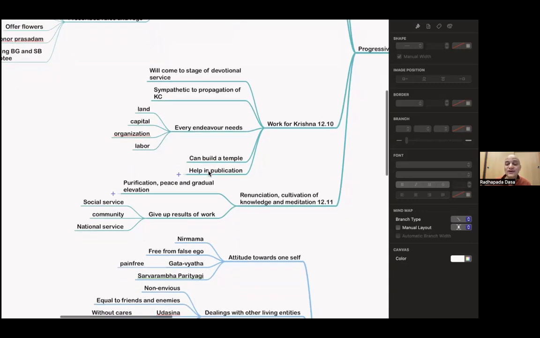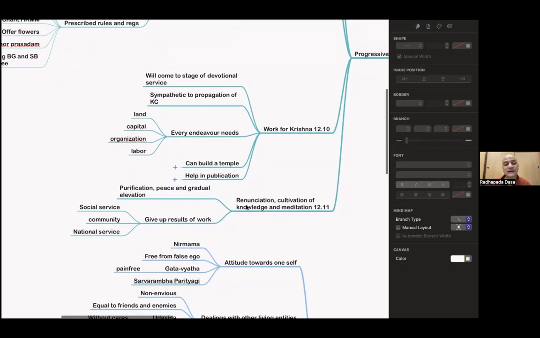Then Krishna says, okay, if you can't do that, then at least practice renunciation, cultivation of knowledge, and meditation. At least do that. It leads to purification, peace, and gradual elevation, which means give up results of work, which means to do social service, community service, national service. But the problem here is, by doing this, we can get caught up in the cycle of saying and trying to escape that, after all, I am doing what Krishna says in 12.11.